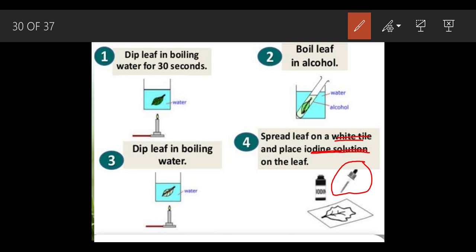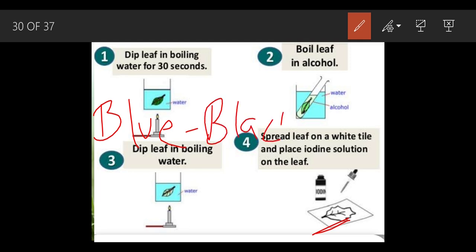So what is going to happen, if there would be any starch on that leaf, it will turn blue black. If starch is present, it will turn blue black. But if the starch is removed, it will turn brown. So remember these two colors because this is very essential for you.